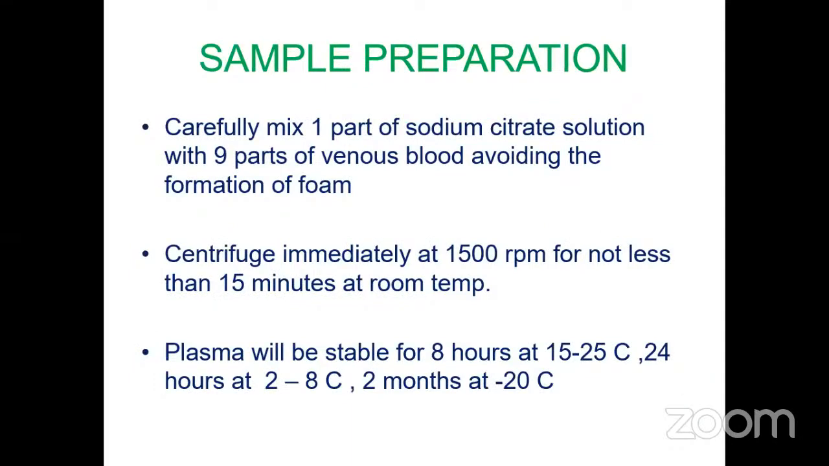Sample preparation. We should carefully mix 1 part of sodium citrate solution with 9 parts of venous blood, avoiding any formation of foam. Immediately, we should centrifuge the sample at 1500 rpm for not less than 15 minutes at room temperature. The separated plasma will be stable for 8 hours at 15 to 25 degrees, 24 hours at 2 to 8 degrees, and up to 2 months at minus 20 degrees, so that we can perform the test on a pooled basis whenever enough samples are available.